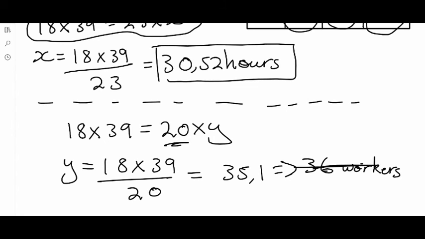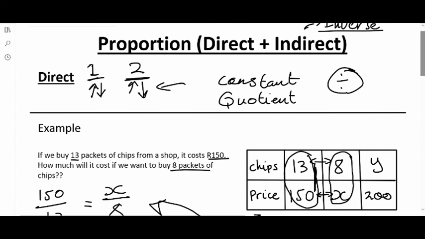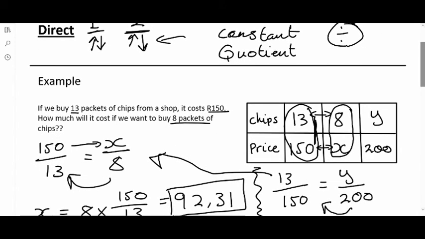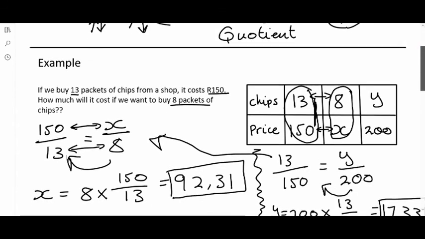Look, if you don't understand this part, that's okay, as long as you understand the actual number crunching behind this whole story. All that you have to remember: direct proportion, constant quotient. In other words, just equate a fraction to one another. Keep the sides the same. If this is rands or money, keep it to money. If this is your object that you're buying, you have to compare them to one another. Don't just flip one side without flipping the other.